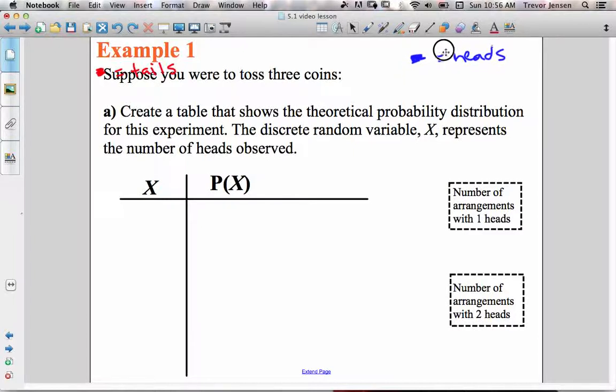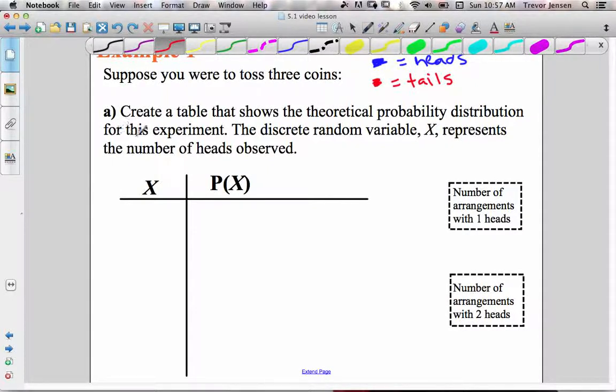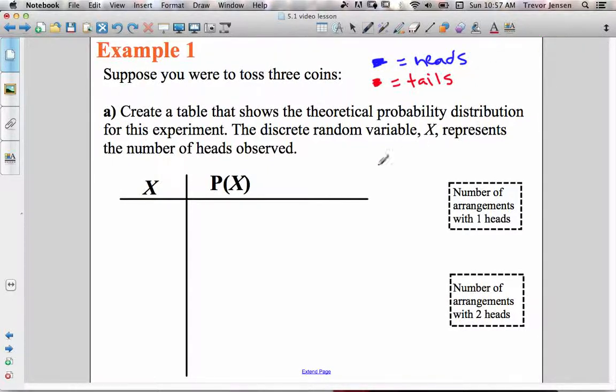So suppose you were to toss 3 coins. When we toss 3 coins, each time you toss a coin, there are 2 outcomes. You could get heads or tails each time you toss a coin. We're going to create a table that shows the theoretical probability distribution for this experiment. The discrete random variable x represents the number of heads that we observe when we toss 3 coins.